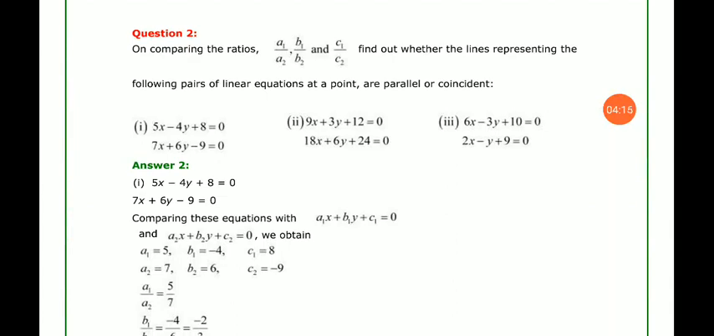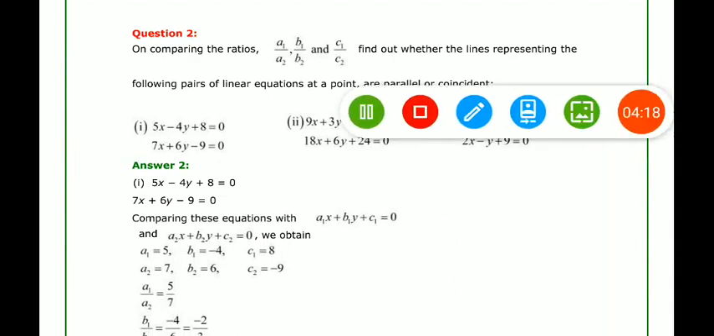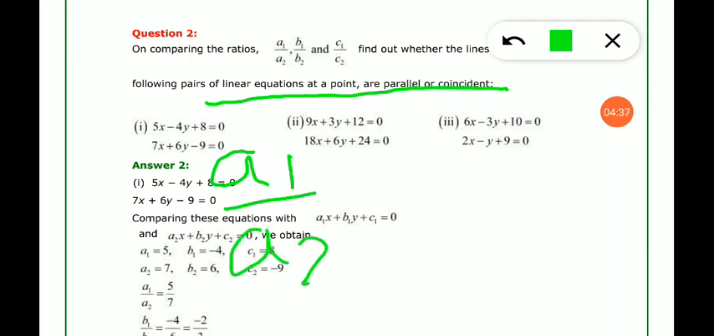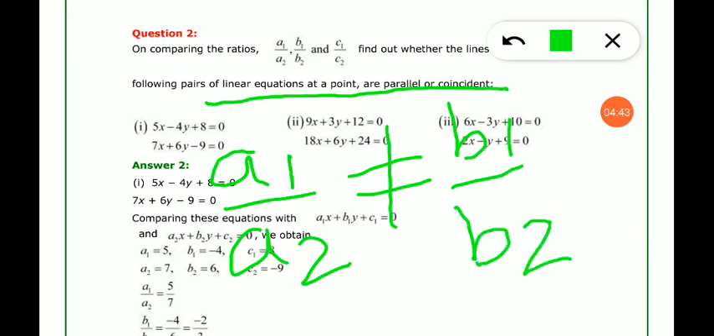Now moving towards question number 2. It says: on comparing the ratios, find out whether the lines are parallel, intersecting or coincident. I hope you remember what the conditions are. What is the condition for intersecting lines? Yes, for intersecting lines, a1 by a2 is not equal to b1 by b2.